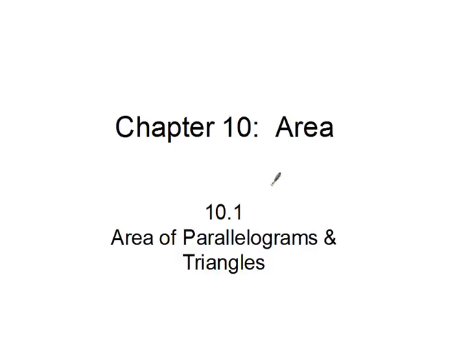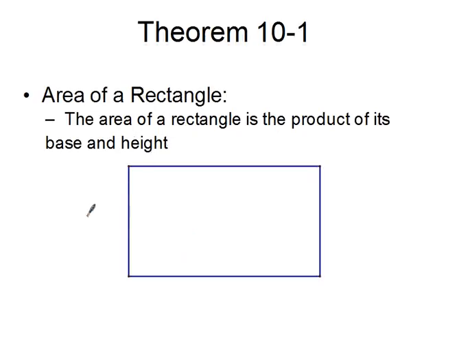Alright, section 10.1, we're going out of order a little bit. Area of parallelograms and triangles, so this brings in your rectangles and your squares as well. Rhombuses will be in a different section along with kites and trapezoids. So, first thing, area of a rectangle is the product of its base and height.